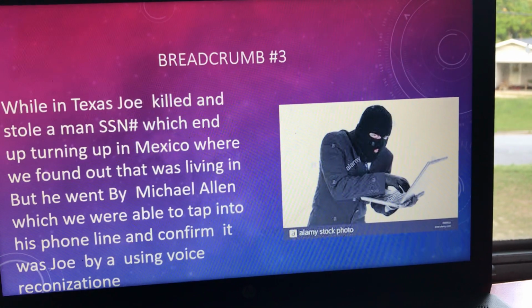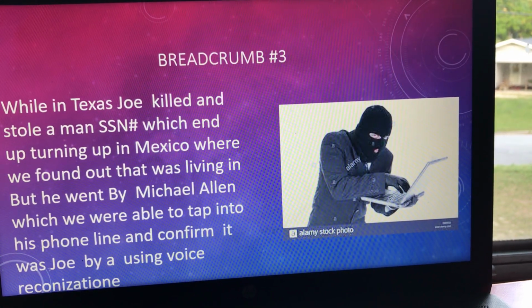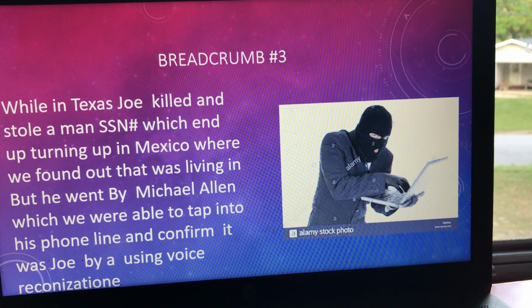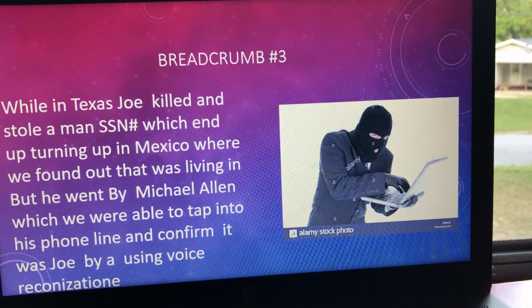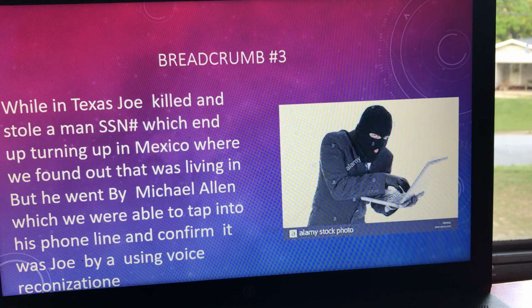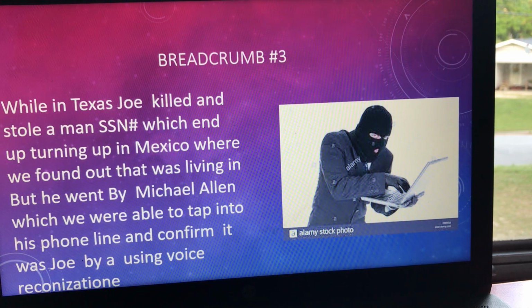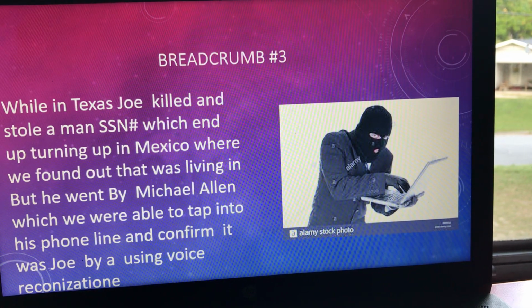But we figured out that Joe had switched up his MO. Joe had killed a person, which we didn't think was Joe, because that wasn't Joe's original MO. But Joe killed somebody, and he was caught on surveillance camera in an alley killing this person. But by the time we figured out it was Joe, he had fled the state.